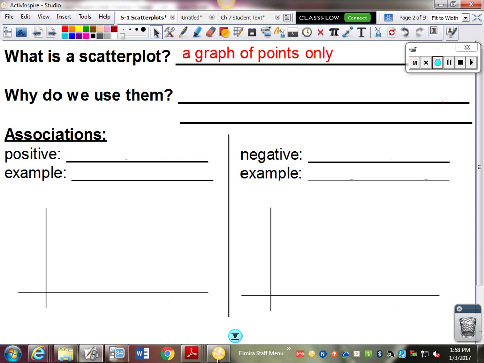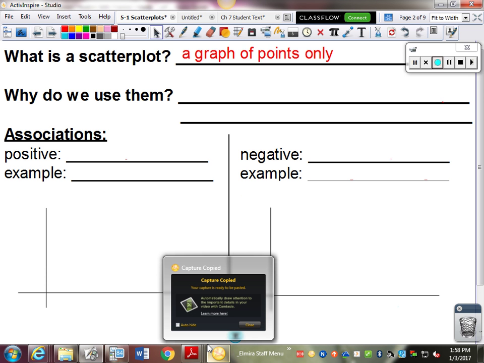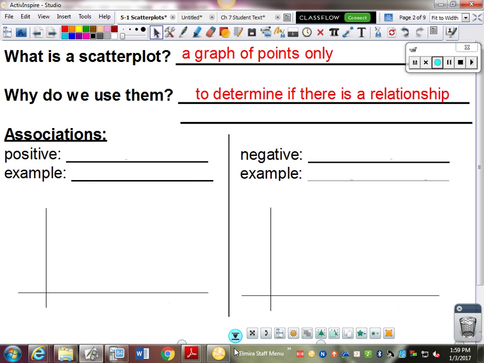A scatter plot is where you graph the points and you don't connect them. In fact, the dots don't necessarily go in a straight, perfect line. They're kind of scattered across the coordinate plane. Okay, what are we using them for? We are using them to determine if there's a relationship between two sets of data.